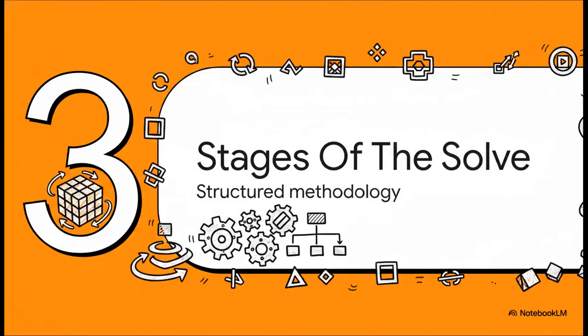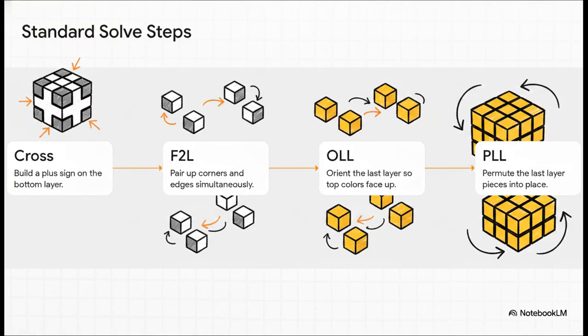Section 3, Stages of the Solve. Let's move to the structured methodology and see how it all builds. We all know the standard sequential narrative for solving a normal puzzle, right? It kicks off with a cross, moves straight into F2L to pair up those corners and edges, shifts over to OLL to orient the top layer, and finishes up with PLL to permute those pieces into their solved states.